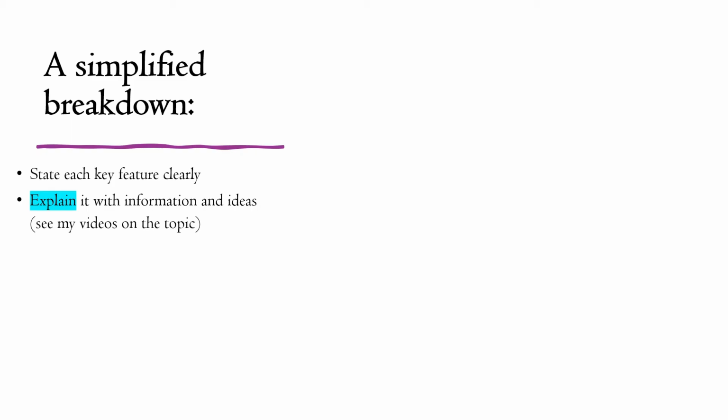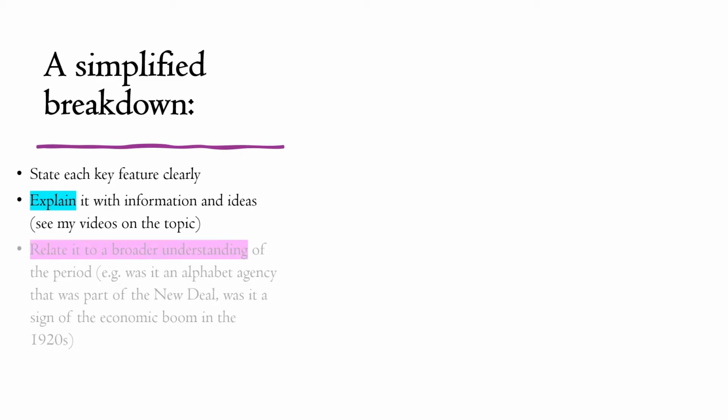That's a simple thing to do. Make sure you explain it with information and ideas. Relate it to a broader understanding of the period. This is for 5 to 6 marks. So, for example, the WPA was an alphabet agency, part of the New Deal.